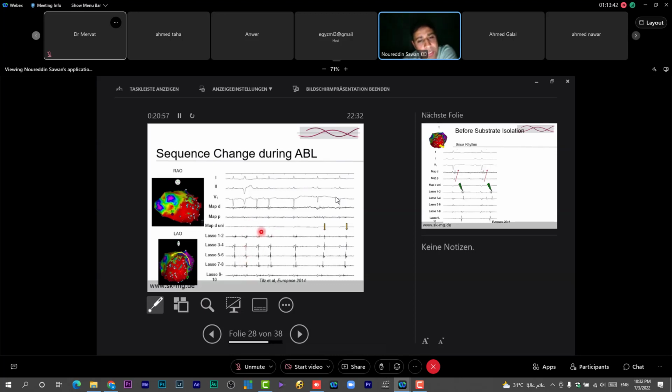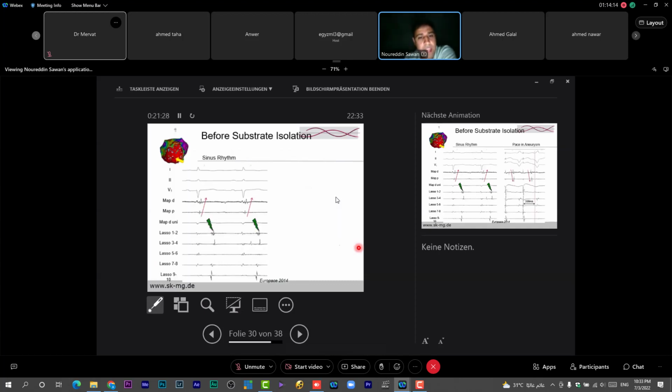If you look at these potentials before ablation and during ablation, we started to notice that these late potentials are getting later and later. It reminds me of pulmonary vein isolation. So the late potentials are getting later and later, and here, still later and later.